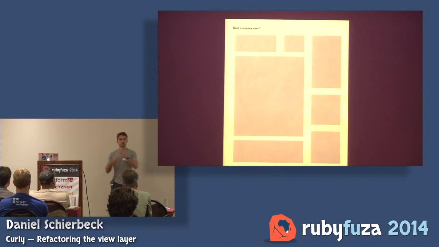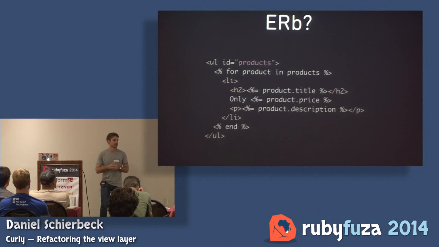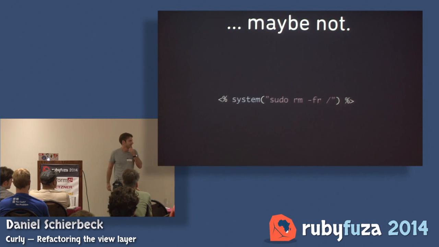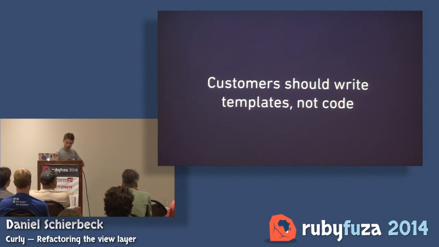We had one for each page. So initially we said, well, we have ERB. Why not just have a text area and allow our customers to go in and edit the ERB? And we pretty quickly decided against that. Just never allow people to write executable Ruby code that you execute. So customers should write templates, not code. We very quickly realized that.